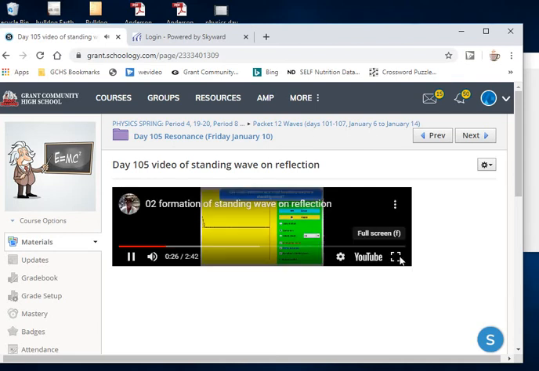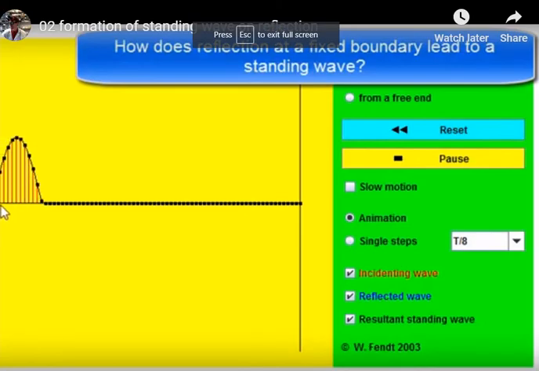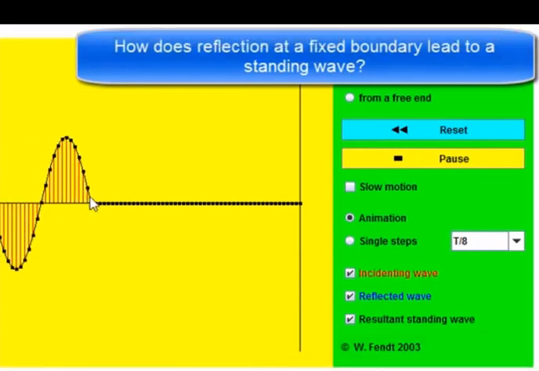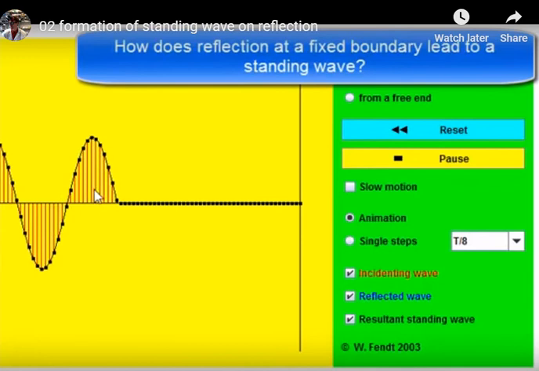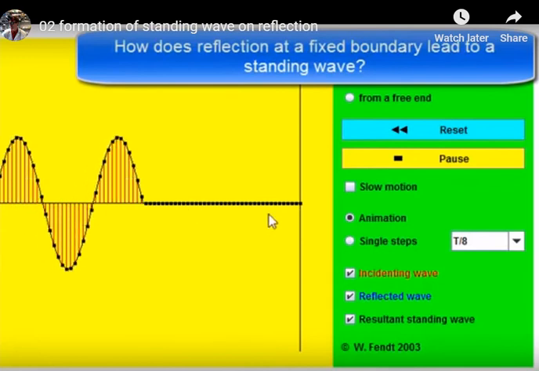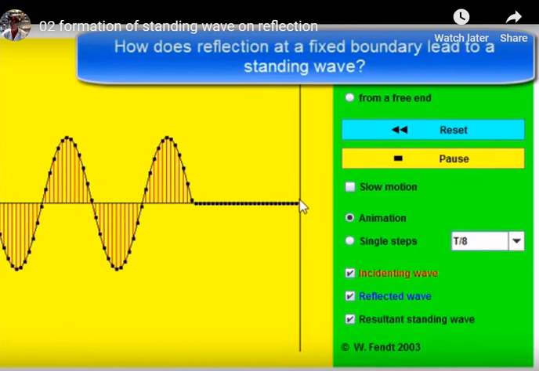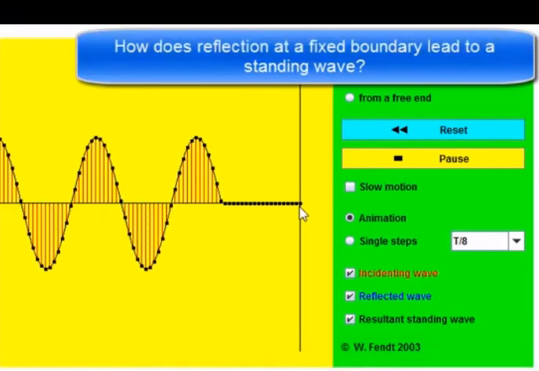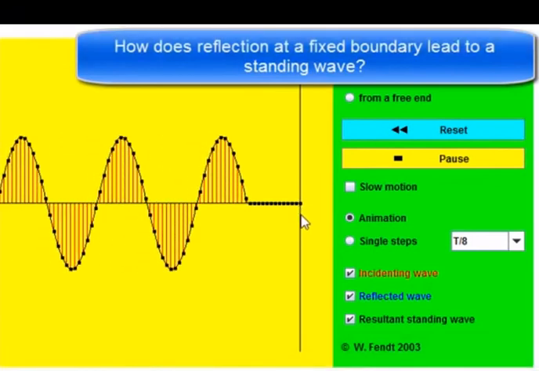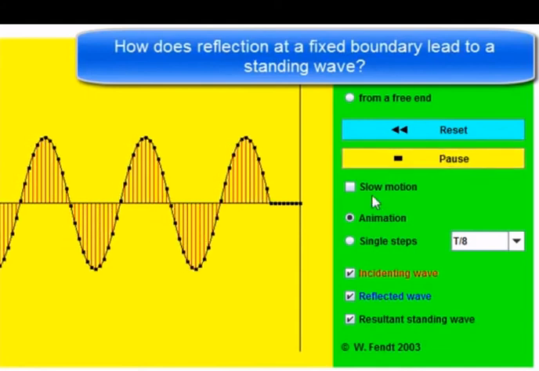So here we can see we're creating a continuous up and down disturbance on the left end of the string, which causes a continuous traveling wave, which is the red wave here, to travel towards this boundary. What's going to happen at the boundary is we're going to get an inversion of the wave and reflection. We're going to have that represented by a blue wave traveling back in the opposite direction.